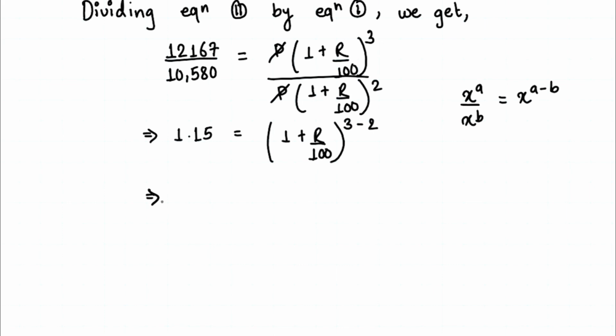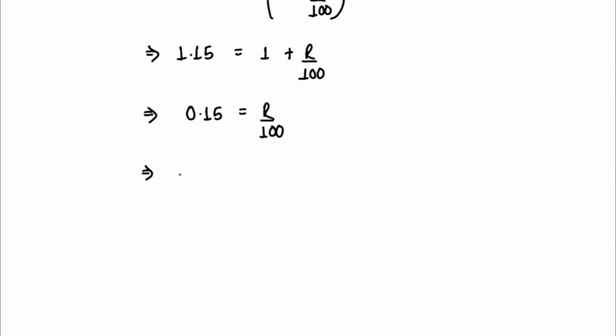And now we have 1.15 is equal to 1 plus r divided by 100, okay? So 3 minus 2 is 1, and we can just ignore the power 1, and we have 1 plus r by 100. Now, when this plus 1 comes to the left side, it becomes minus 1. So 1.15 minus 1 is 0.15 equals to, we have r, again, r by 100.